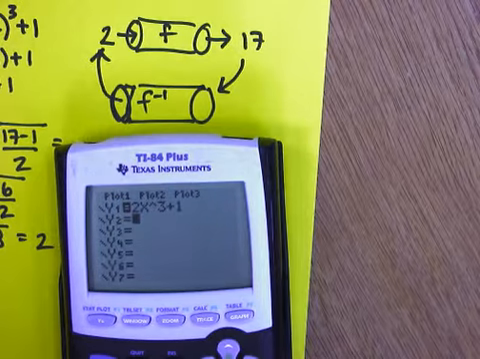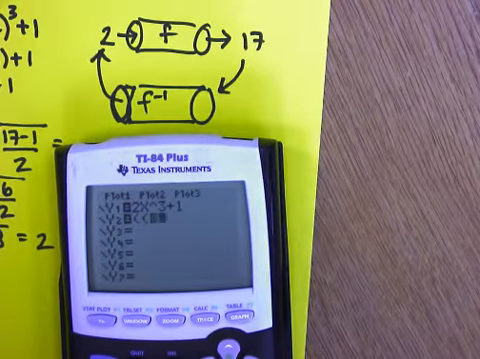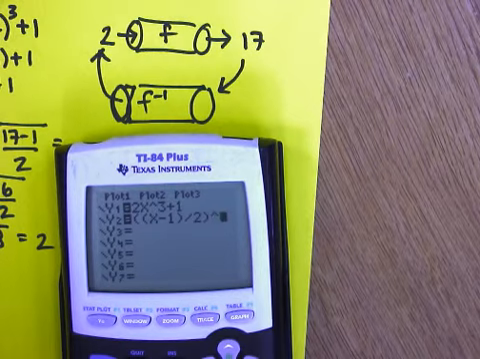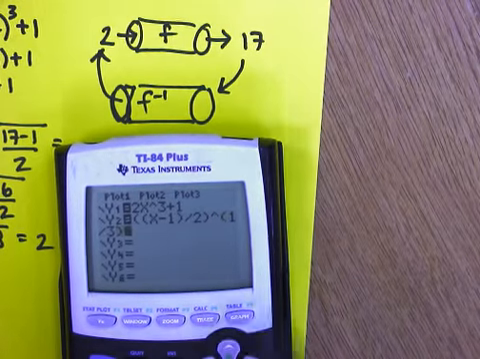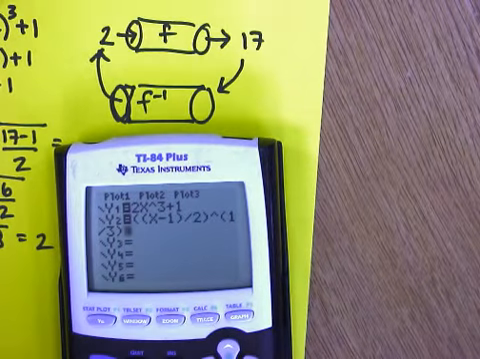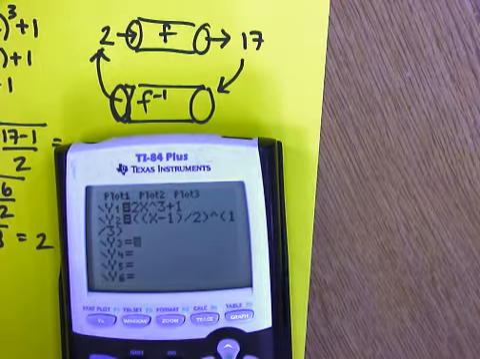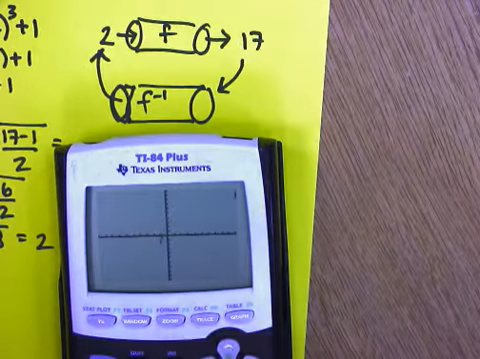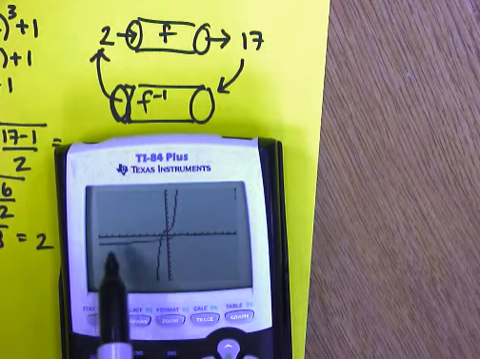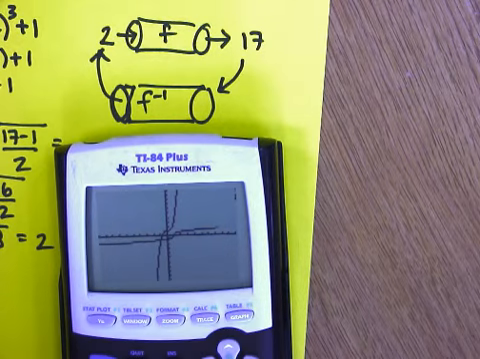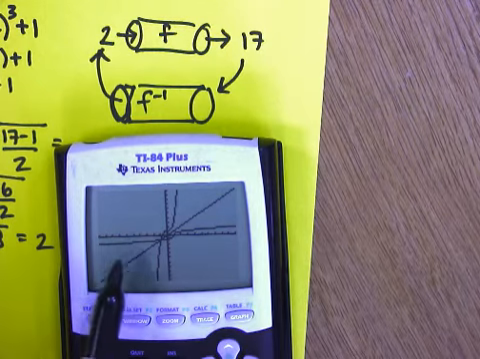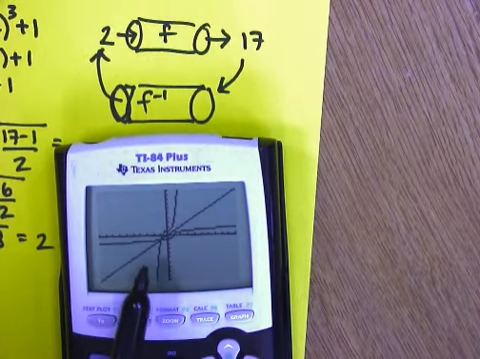So you get parentheses and then parentheses x minus 1. There's the top of my fraction, divided by 2, and then I'm going to raise that to the 1/3 power, taking care to put parentheses around the 1/3 power so that my calculator knows that's all part of the exponent. I'm also going to graph the line y equals x. Now when I hit graph, you'll see here's my original function f of x. Here's the inverse function, the cube root of (x minus 1) over 2. And here's the line y equals x. And sure enough, my graph is symmetric, or equidistant, from the line y equals x.